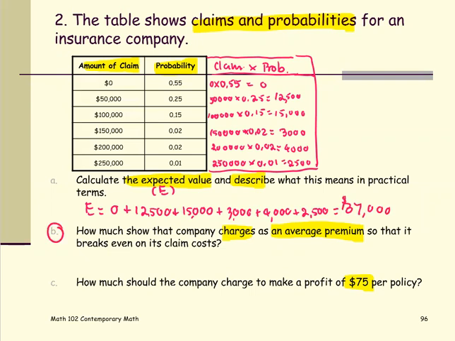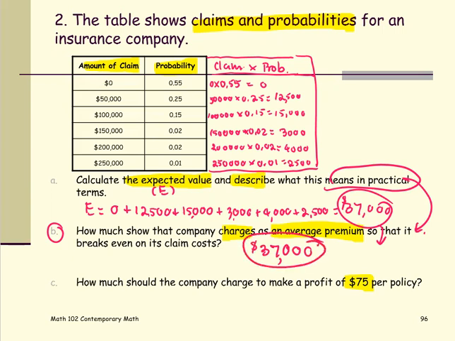Actually, it means, as the answer in part A, the amount that the company should charge as an average premium so that it breaks even on its claim cost. So it means in practical terms the question in part B, and the answer for part B is $37,000.